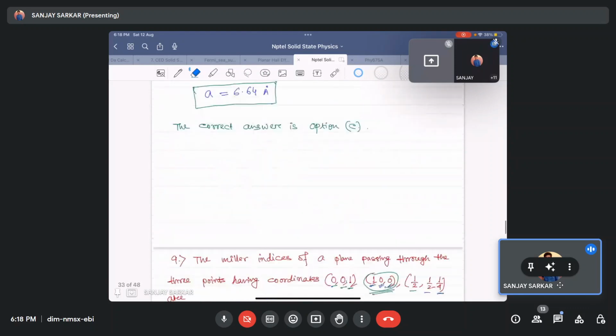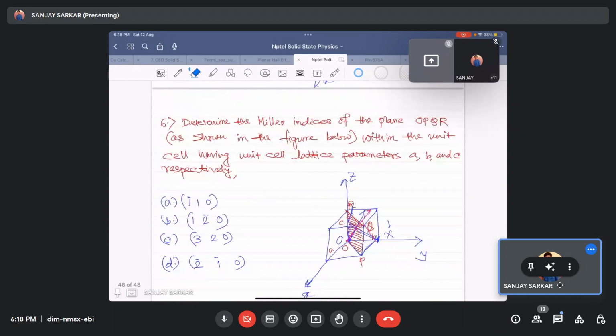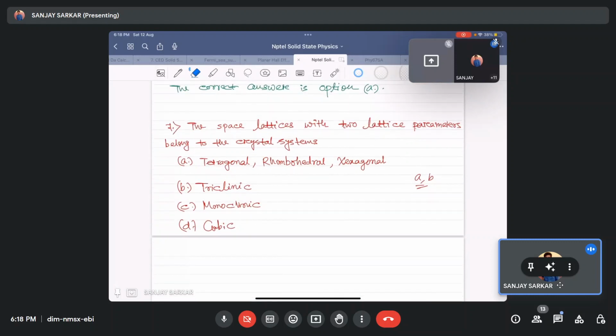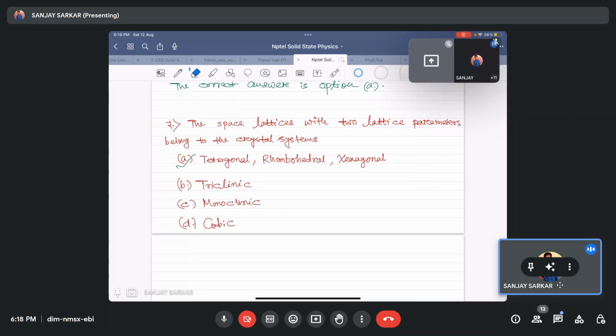So if we go back to the question again, the right option will be option A, because for the other options you need either one or three parameters. Only for option A you need two parameters to describe the lattice. So the correct answer is option A.